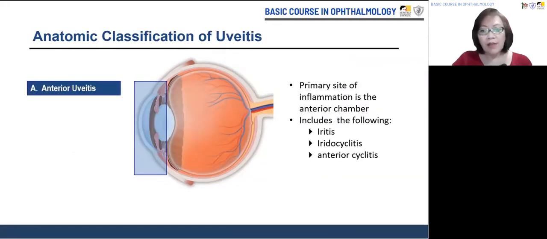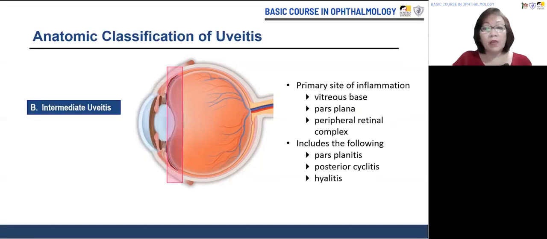In anterior uveitis, the primary site of inflammation is the anterior chamber. Inflammation may involve the iris, ciliary body, or both the iris and ciliary body together. Intermediate uveitis is primarily characterized by the inflammation of the vitreous, the pars plana, and peripheral retinal complex. Included under this category is pars planitis, which refers to a subset of intermediate uveitis where no underlying etiology can be identified despite exhaustive performance of laboratory workup.